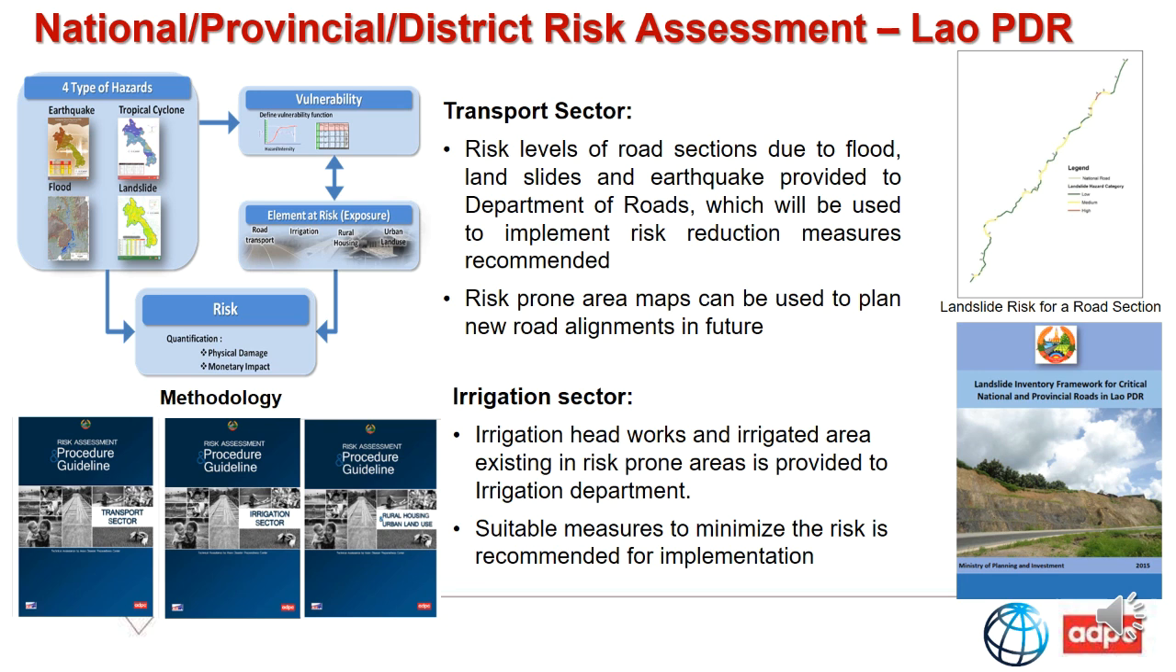In the irrigation sector, you can see the irrigation headworks and irrigated areas existing in risk-prone areas provided to the irrigation department, and suitable measures to minimize the risk are recommended for implementation. So this has been some of the work in Lao PDR where we used risk-informed decision making for the road and irrigation sector.